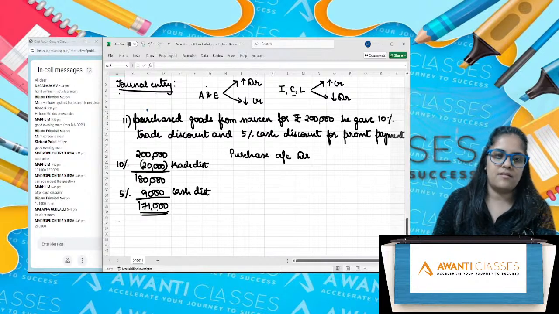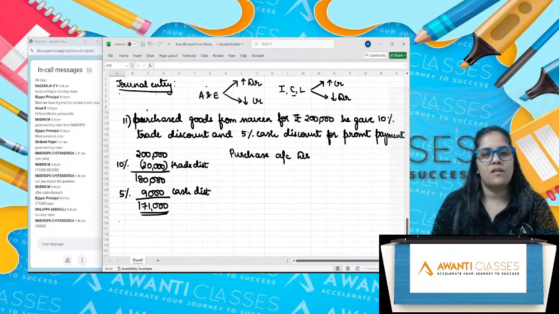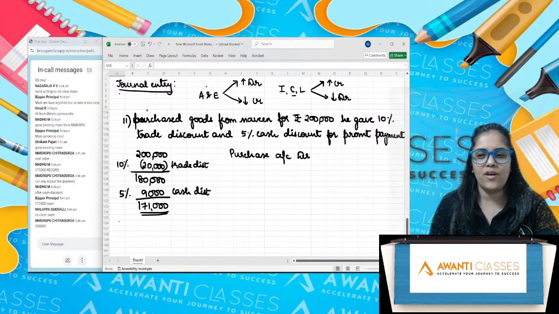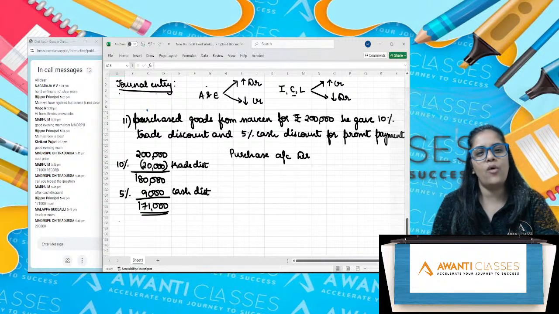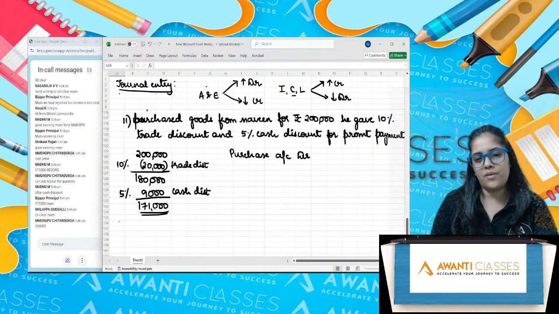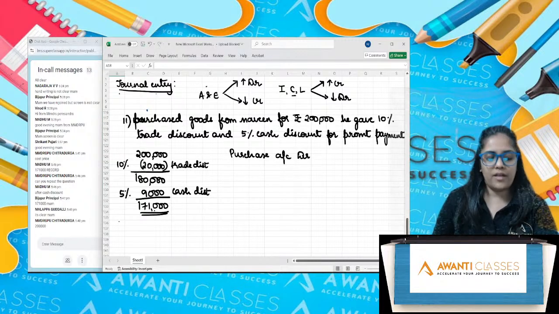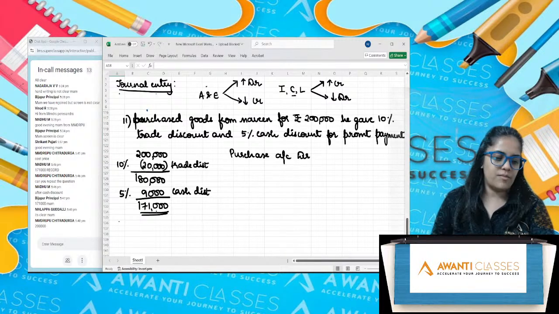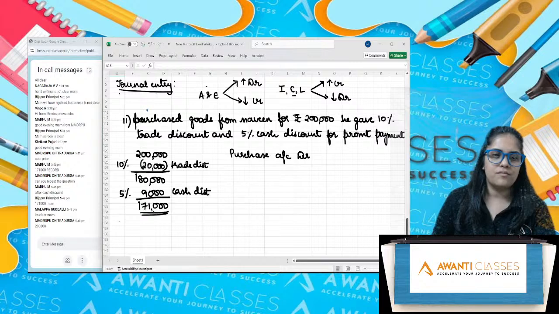Okay, 2 lakhs. See, yesterday I explained one concept, saying that trade discount will never appear in the books. I never told cash discount will never appear in the books. So think again and reply to me. At what price will you record your purchases? Trade discount will never appear in the books, but cash discount will appear, no?